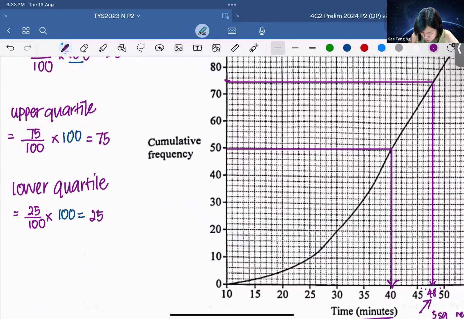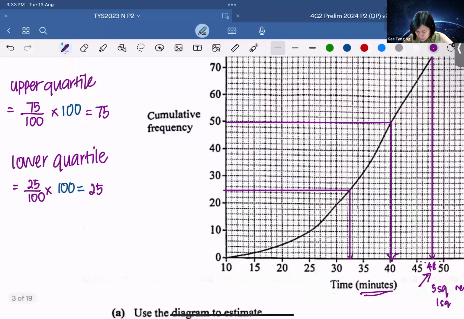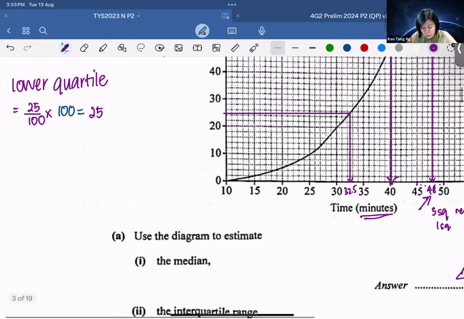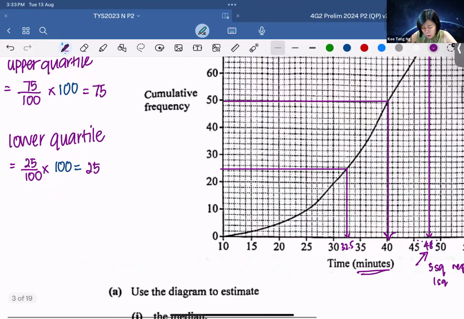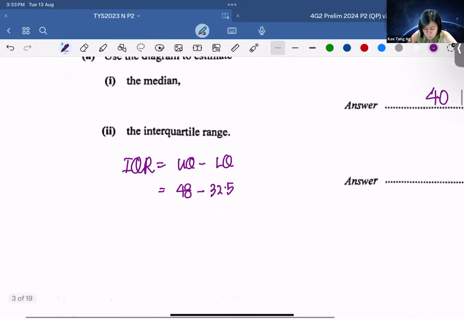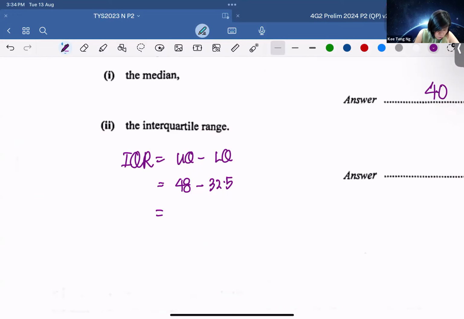So I go to my 25th percentile. Remember, read the graph. This number is in between, so it's 32.5. So I take the upper quartile minus the lower quartile. Read from the graph. All of these have units, from this axis. Everything is in minutes. So your answer will be 48 minus 32.5, which is 15.5 minutes.